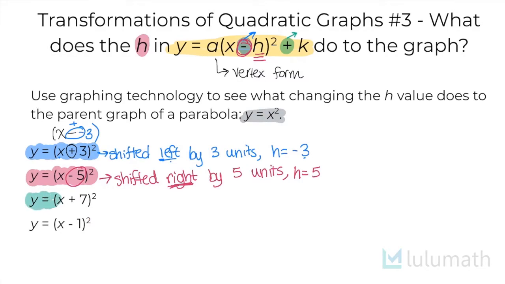So for this next example, y equals (x plus 7) quantity squared, I'd like you to make a conjecture as to what will happen to this graph, and then come back and see what the answer is using Desmos and see if your conjecture is right.